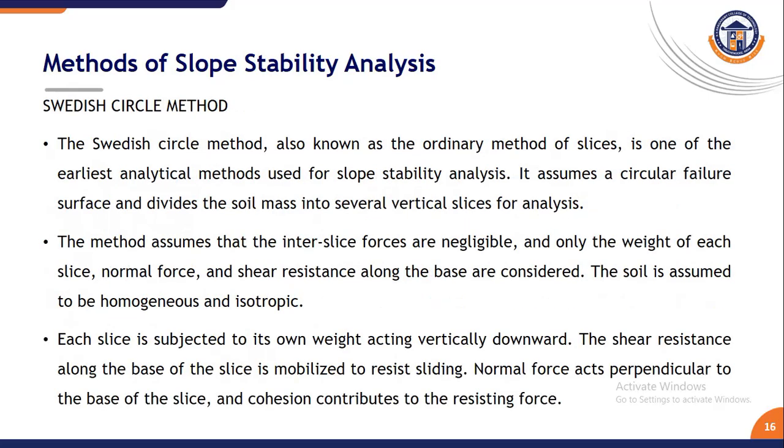The last method is the Swedish circle method. This method is also known as the ordinary method of slices. It assumes a circular failure surface and neglects interslice forces. The soil mass is divided into slices and stability is analyzed based on moment equilibrium. The factor of safety is obtained by comparing resisting and driving moments only. Since interslice forces are neglected, the method is conservative and less accurate for soil with significant friction.